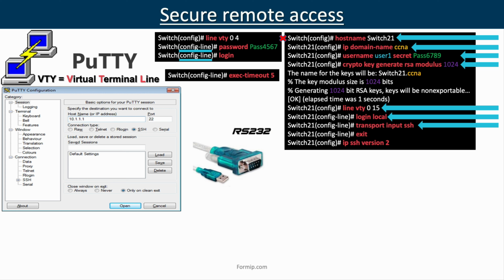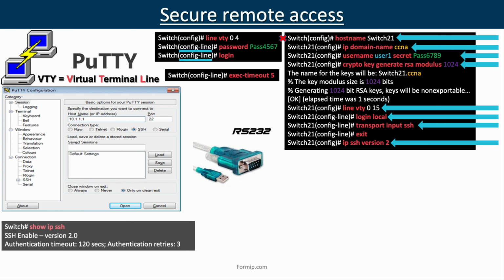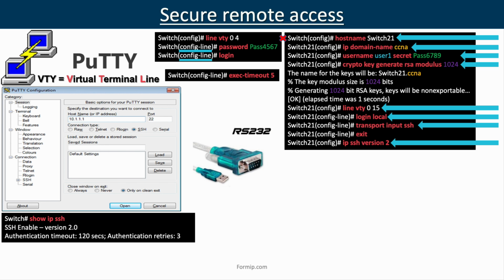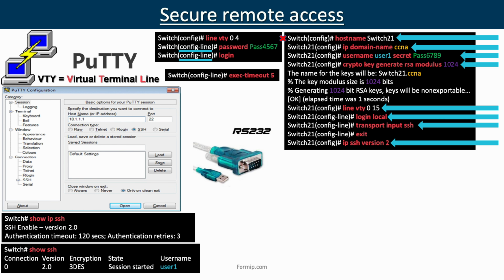The transport input ssh command allows you to deny Telnet access and force SSH connections with a username, which is much more safe. And the command ip ssh version 2 supports login banners and has a much more secure encryption algorithm than version 1. If you want to check that the SSH protocol is enabled, you can use the command show ip ssh. And the show ssh command allows you to see if an SSH session is in progress. In the example, we can see that user 1 is logged in.